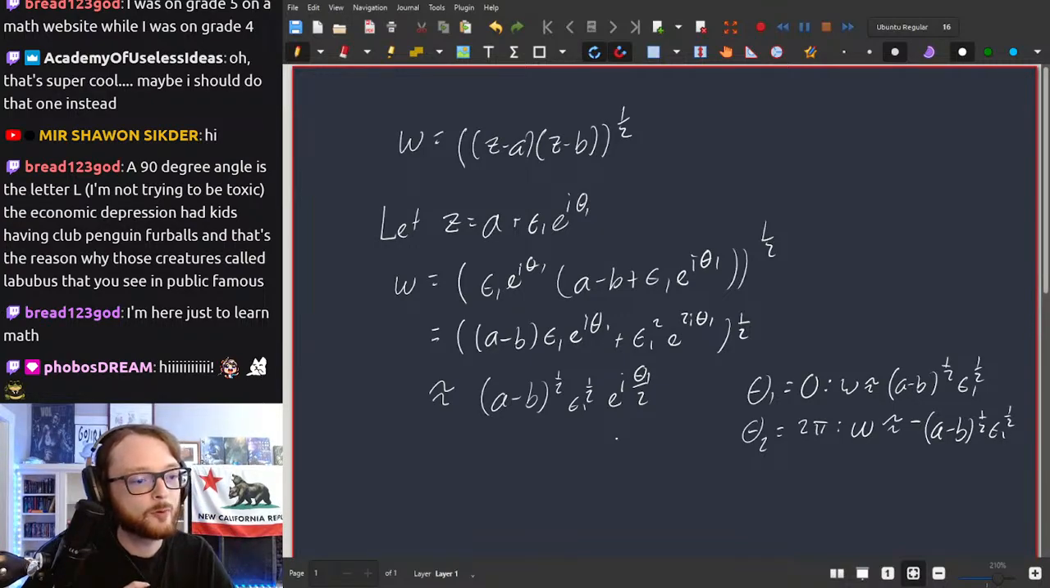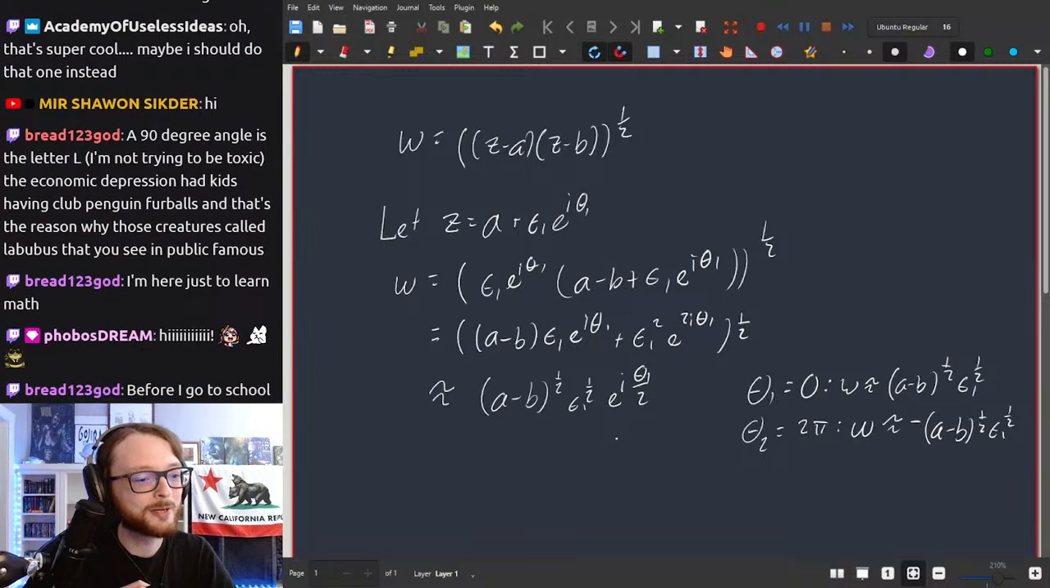Hey Phobos, I hope you're well. 90-degree angle is the letter L. The economic depression had kids having Club Penguin fur balls. And that's the reason why those creatures called the boo-boos that you see in... What? I feel like you randomly generated 4 words and had to make a sentence using all 4 of those words. I have no clue what that means.